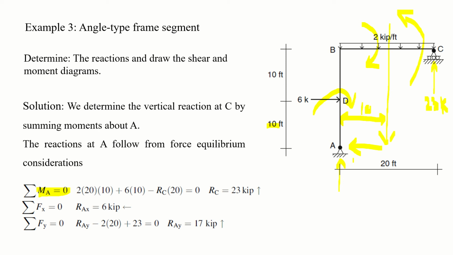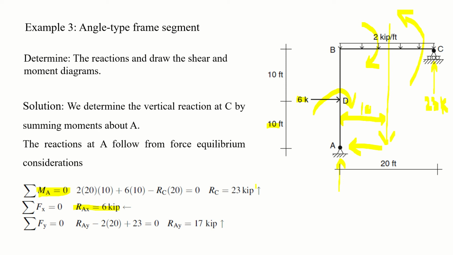Now you know reaction at C, so simply use summation of Fx and Fy now. Summation of Fx is equal to 0. You have only one force in x direction and one reaction in x direction. So you have got RAx is equal to 6 kips. Summation of Fy is equal to 0. You know the RC, you know the applied load. So you will get the value of RA in y direction. So that is RAy minus 2 into 20, which is this applied force, plus 23. So you will get RAy is equal to 17 kips. So you know all the three reactions.